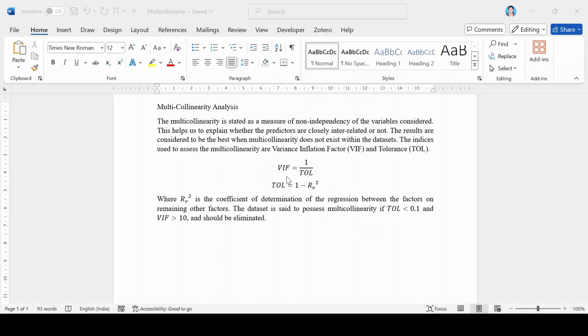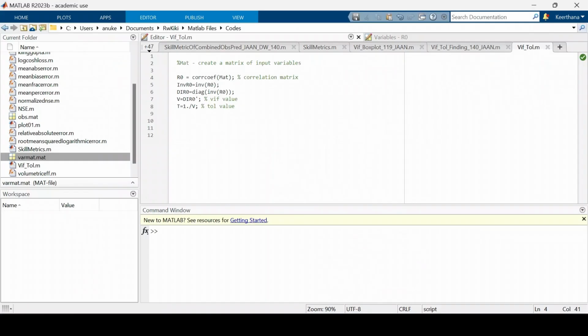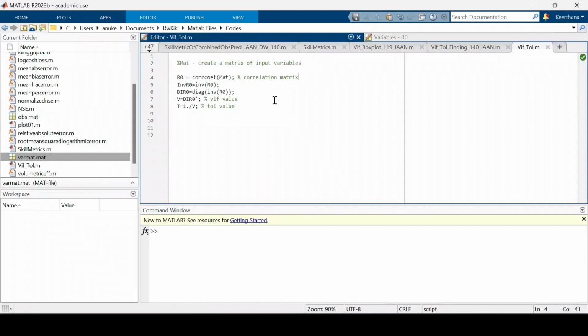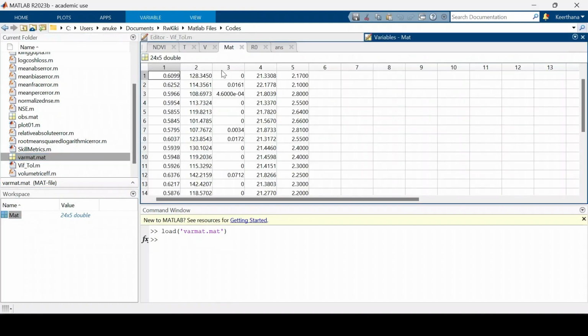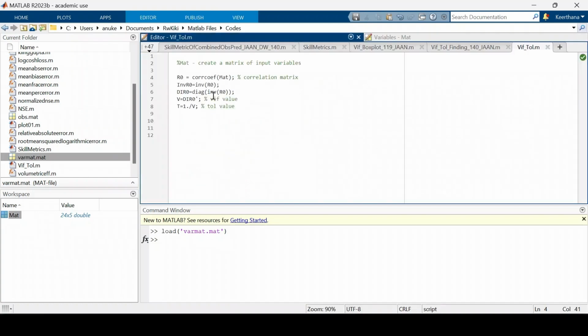Now let us write code to find this VIF and TOL using Matlab. The first step is to create a matrix of the input variables. Here I have a matrix MAT of input variables. I have 5 variables and 24 data points, or time series points we can say. First we need to calculate the correlation matrix. CORRCOEF of this matrix will calculate the correlation matrix.